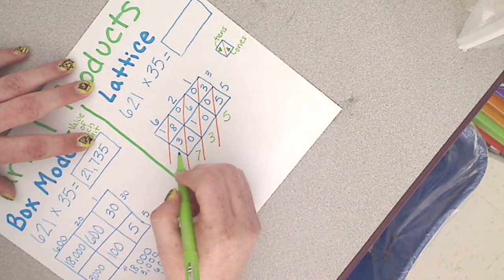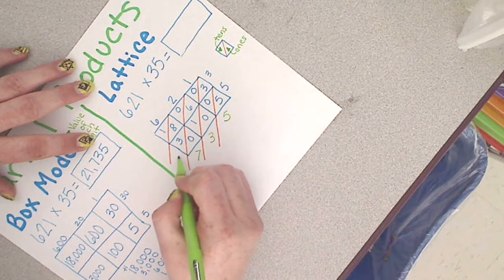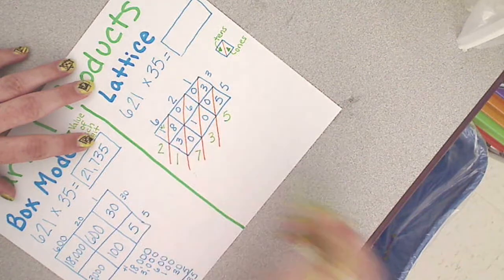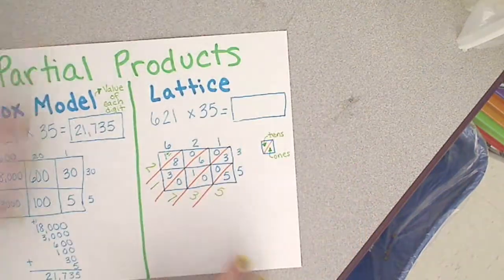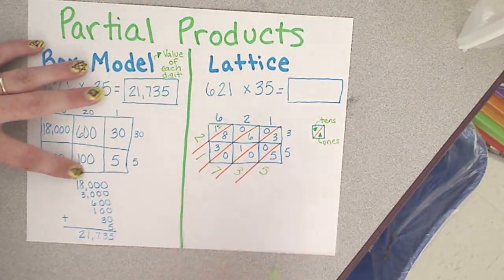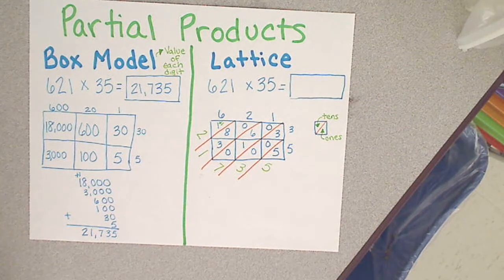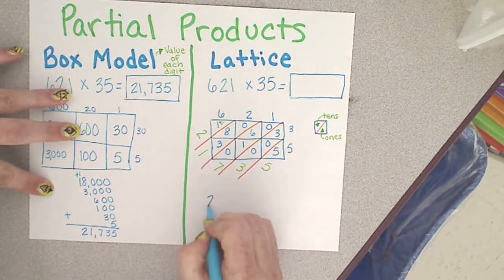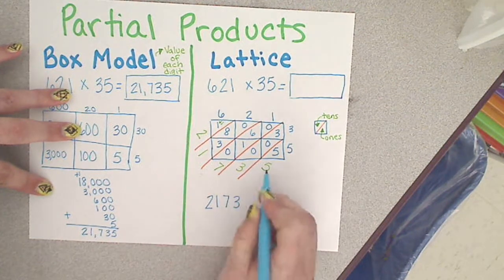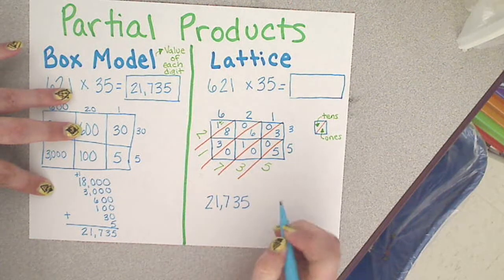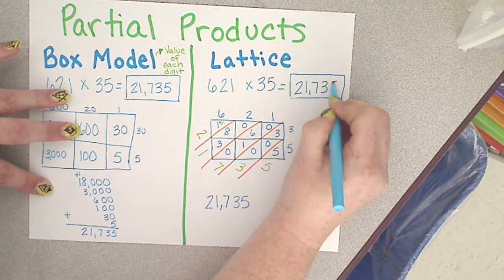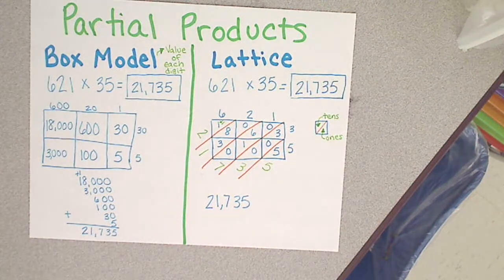Here's where you have to watch. Just like when you're adding traditionally, you leave your ones, you carry your tens next door. 1 plus 1 is 2. Now, we turn our paper back around. Starting from the left this time, to get our answer, all we have to do is write the numbers that we have. So 2, 1, 7, 3, and 5. And you'll see we got the exact same answer as we did with the box model, just a little bit differently.